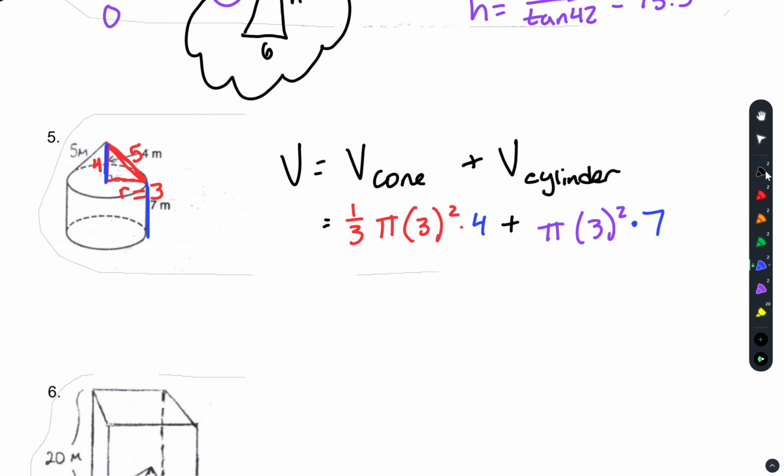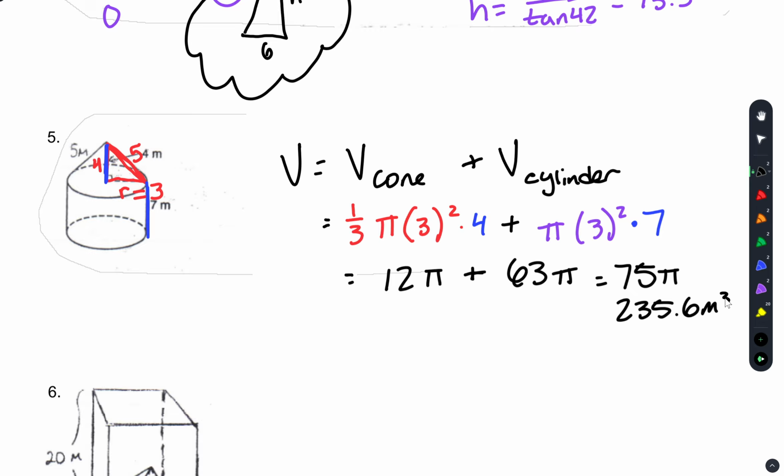If you want to leave this in exact values, you can. I believe that this is 3 times 4 is 12 pi plus 63 pi. So 75 pi would be your exact value if you want to leave it like that, or if you want to round it, 235.6 meters cubed.